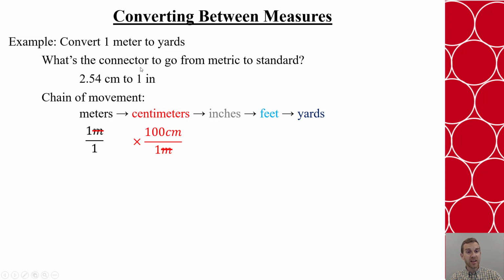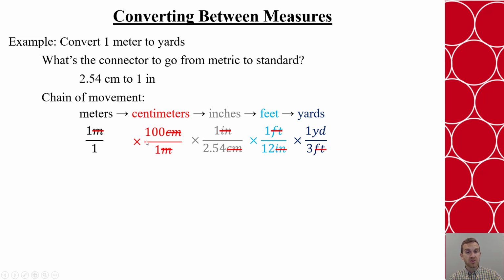Now I'll look at my inches, and here is my relationship. I want inches in the numerator because that's my new chain of movement. So it's 1 inch over 2.54 centimeters. So that centimeters divided by centimeters simplifies to 1, leaving me only inches. Now I want feet. So feet will be in my numerator this time. That's 1 foot for 12 inches. Inches divided by inches simplifies. And lastly, yards, 1 yard to 3 feet, so that my feet simplify.